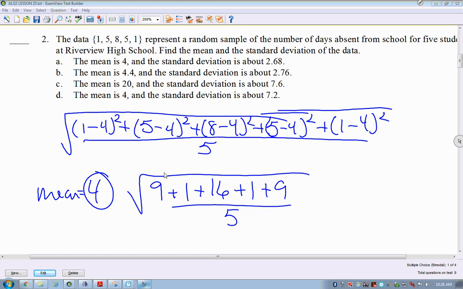9 plus 1 is 10. 10 plus 16 is 26. 26 plus 1 is 27. 27 plus 9 is 36. And so we're going to wind up with the square root of 36 over 5. Can you tell me what that is? What is the square root of 36 over 5?